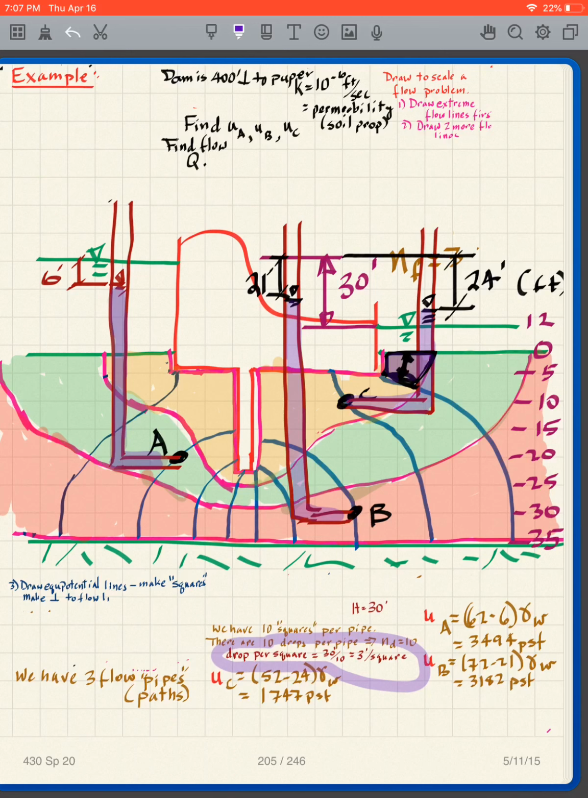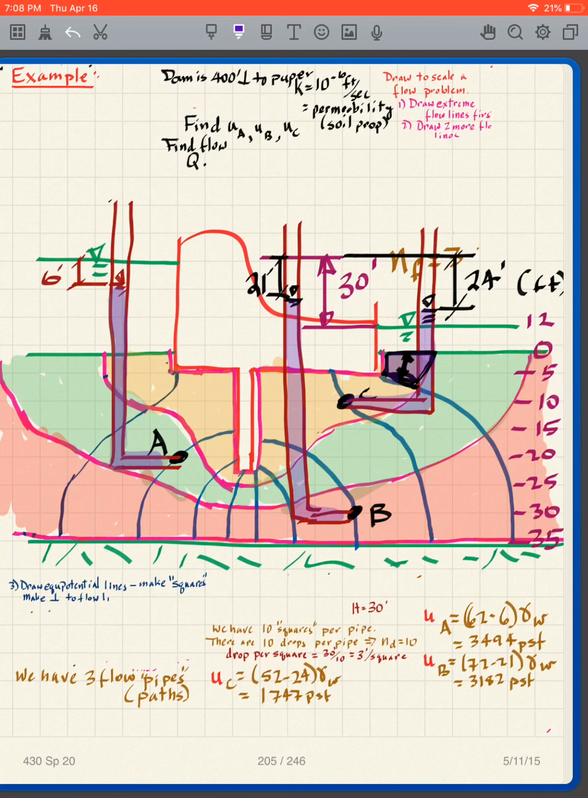So how do we use that in our little piezometers? Well, it's pretty straightforward. If I look at this middle flow path, what do I see? To get to point A, I have to go through 2 complete squares. Since I have a 3 foot drop per square, 2 times 3 is 6 feet. That means my piezometer water level is 6 feet below the upstream water level.